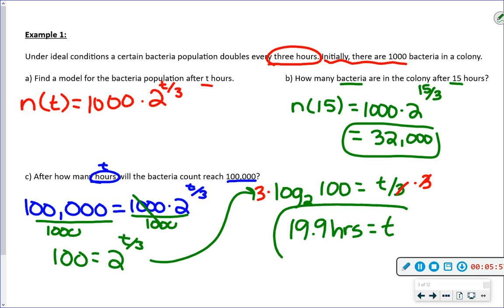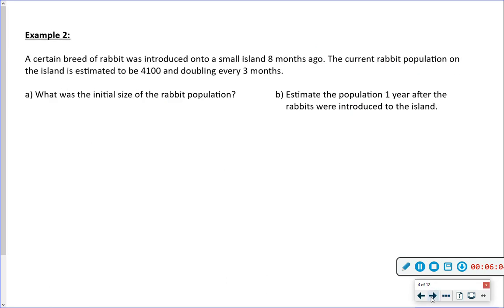Okay. So I think for word problems, these really aren't bad because you're really just plugging the numbers into the formulas, which you will be provided. So you can't beat it. Okay, certain breed, by the way, I don't make up these problems, I just read the book. A certain breed of rabbit was introduced onto a small island 8 months ago. The current rabbit population on the island is estimated to be 4,100 and doubling every 3 months. So I got some key numbers here, of course, our 4,100.